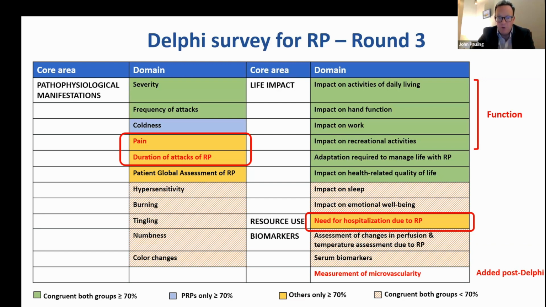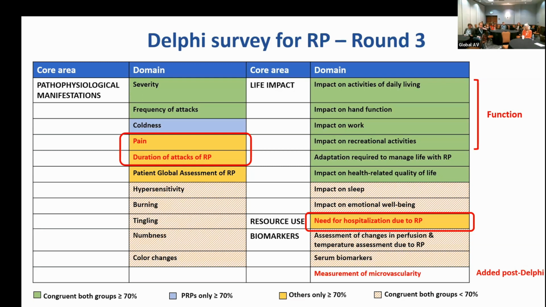And I think that may be one of the reasons why duration of attacks isn't something that patients consider very important to measure, whereas clinicians traditionally have. I think it's also because it's something we feel we can measure, but that's not a good reason to measure it.